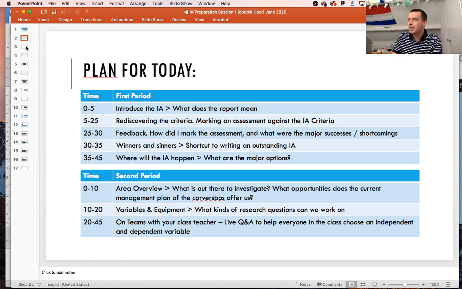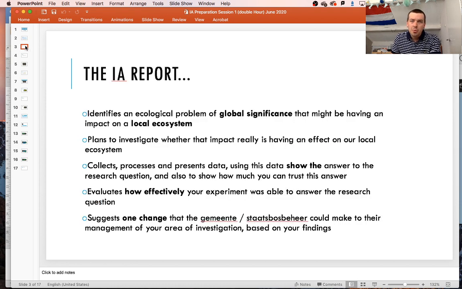So, there we are. First things first, what is the purpose of the written IA report? Well, you need to start by identifying an ecological problem of global significance that might be having an impact on a local ecosystem. For instance, global significance: acid deposition. You all know about acid rain. Might be having an impact on a local ecosystem.